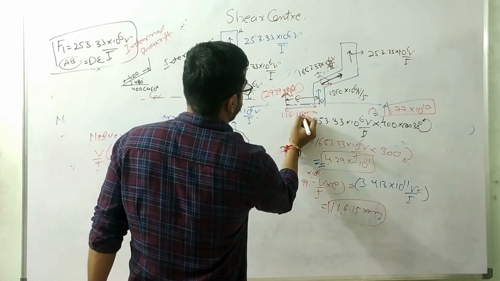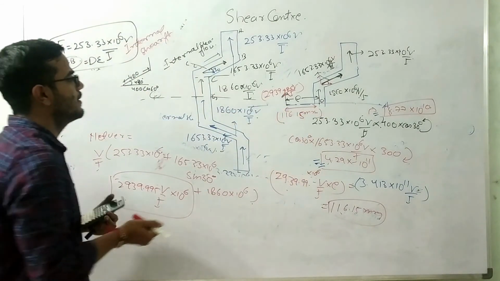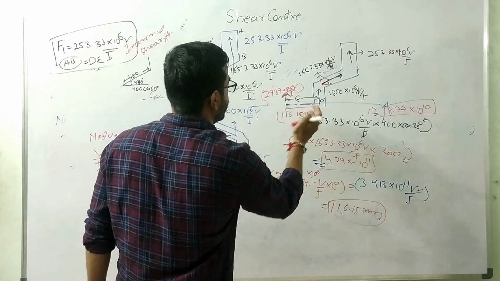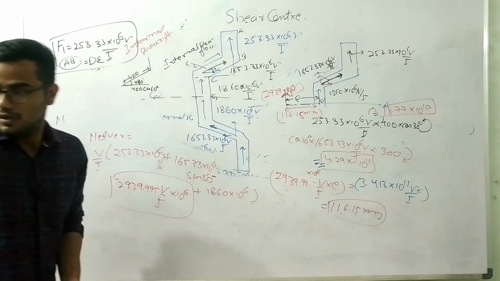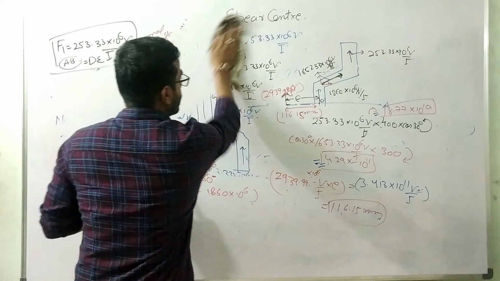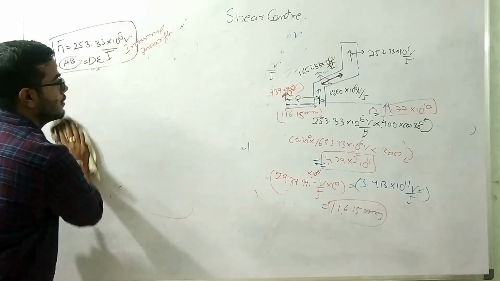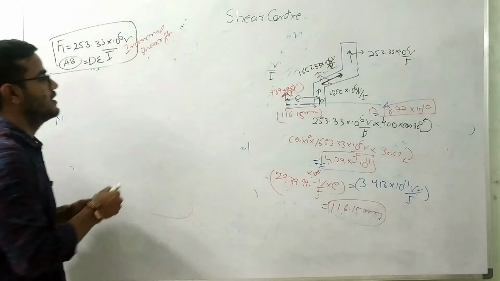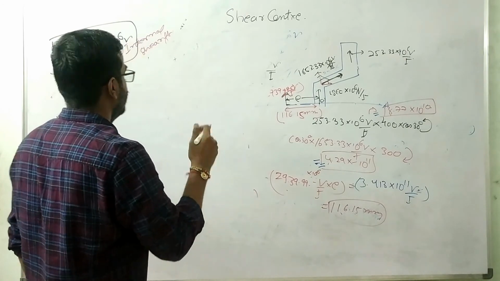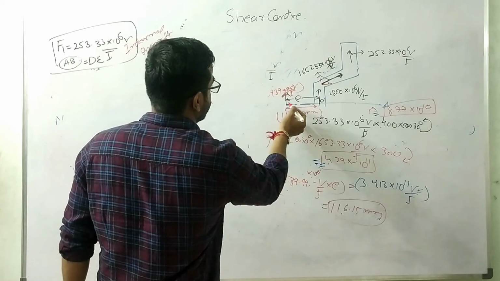So this value of E is 116.15 mm. Our load should act at a distance of 116.15 mm from this axis. What I mean by that is, if this section is not twisting due to the application of load, then that load is acting at the shear center.